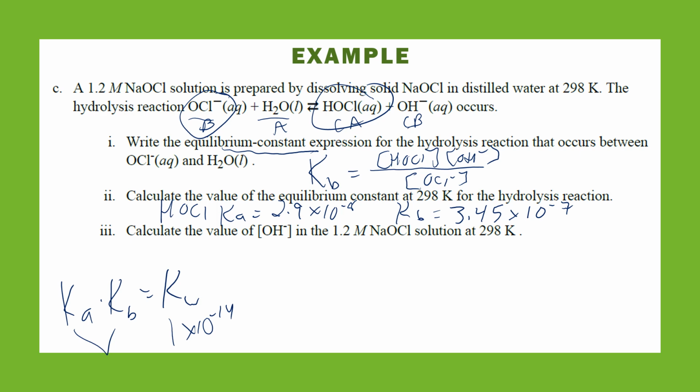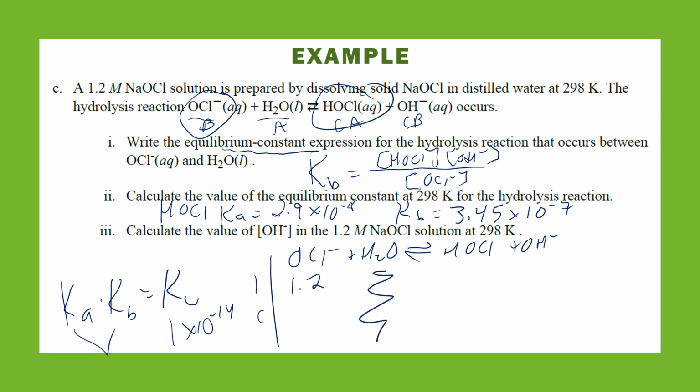Now I need to calculate the value of the OH negative concentration in the 1.2 molar sodium hypochlorite solution. I can use an ICE table. OCl negative plus water yields HOCl plus OH negative. I have a 1.2 molar solution here. The water doesn't matter. We have our ICE table.